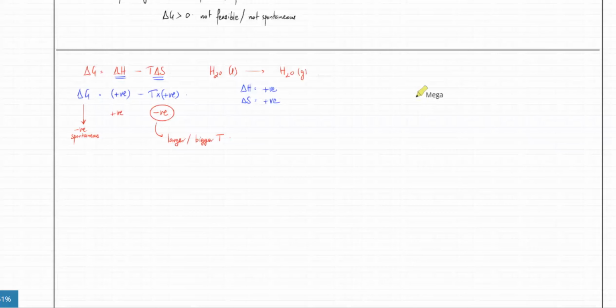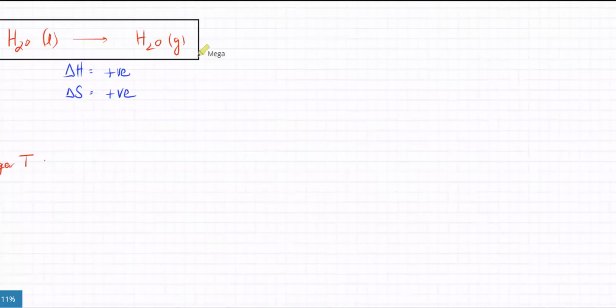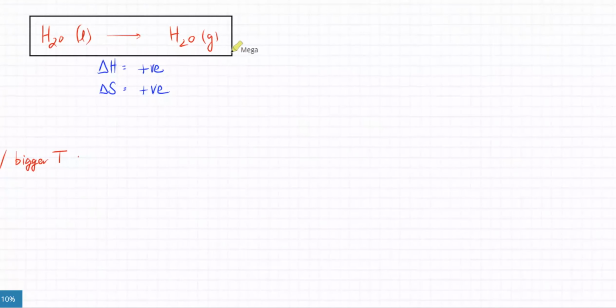Now it's fine. So we talk about water liquid turning into water gas, and we wanted to know whether this reaction is going to be feasible or not at higher or lower temperatures. So it's a boiling reaction. So it's pretty obvious that if you want to boil it, you need a high temperature. We know that boiling happens at high temperatures.